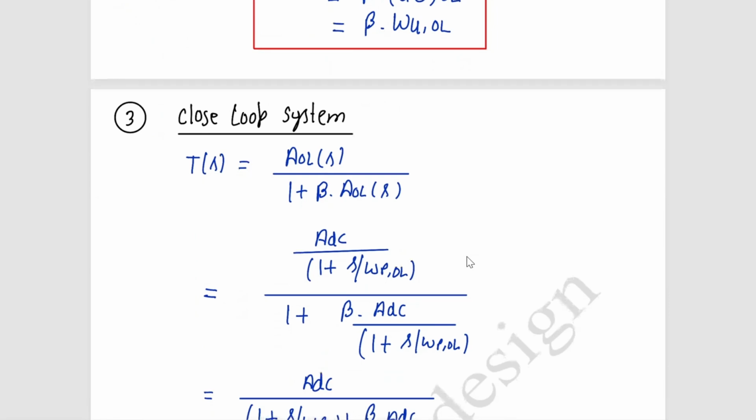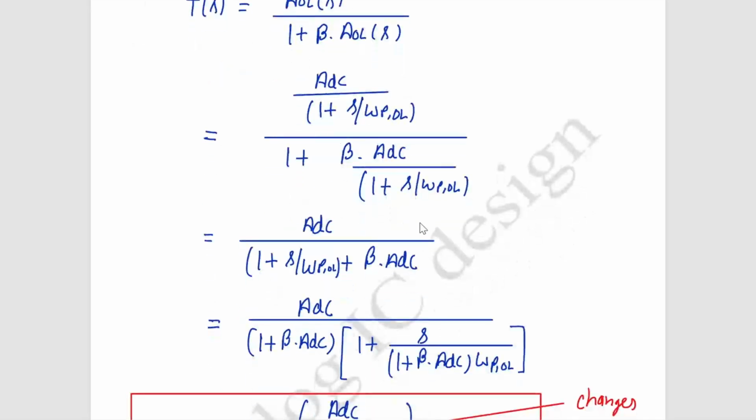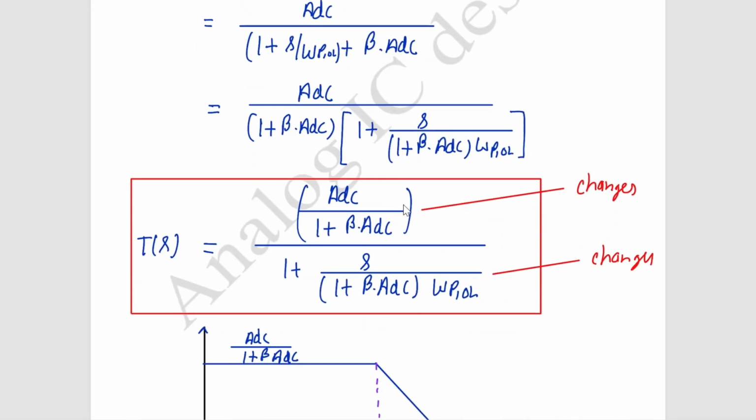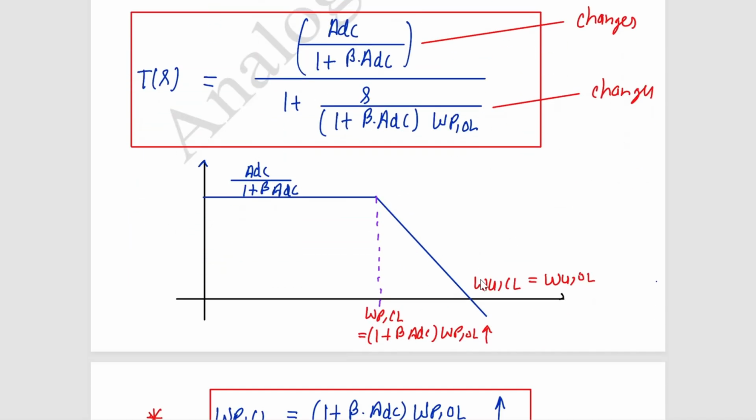Now the third system is the closed loop system. It's the open loop system divided by 1 plus beta times the open loop system. So put in the open loop system transfer function. After rearranging, we will get ADC divided by 1 plus beta ADC, over 1 plus S divided by (1 plus beta ADC) times omega POL. So you see here the DC gain changes and the pole location also changes in the closed loop system.